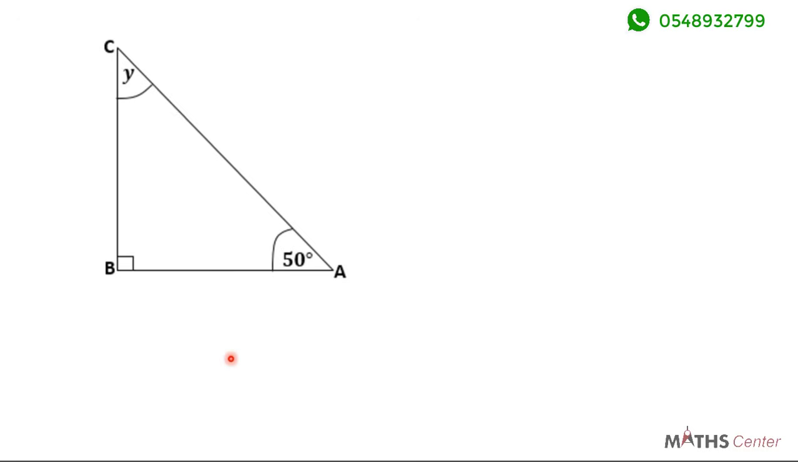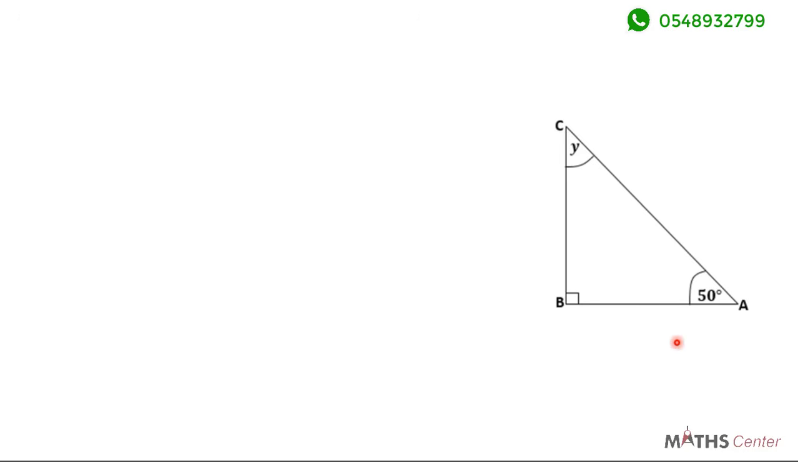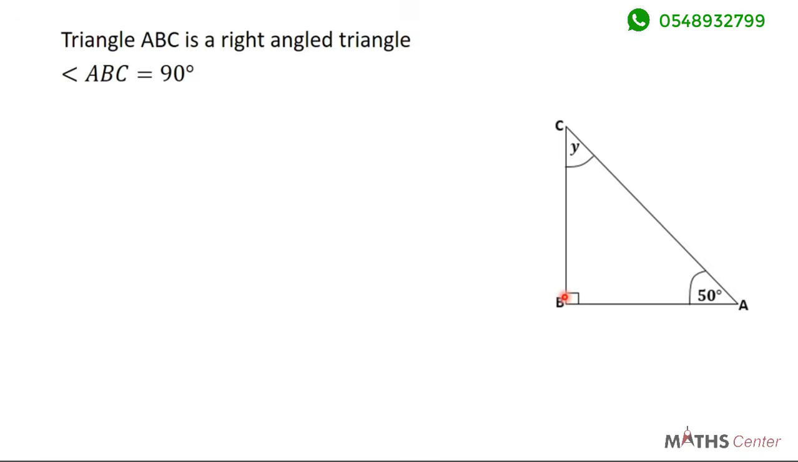Let's take another question. Now looking at this diagram, what can we see? We can see straight away that we are seeing this sign here, which means that this triangle ABC is a right-angled triangle. We know that for right-angled triangles, the angle where you have this sign here is 90 degrees, which means that angle ABC is 90 degrees. So we have here to be 90 degrees, we have here to be 50 degrees, and we are supposed to find the letter here, which is Y.